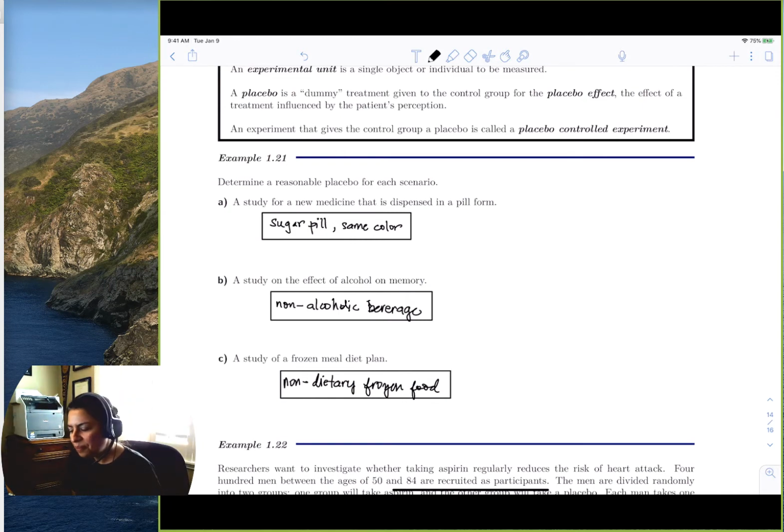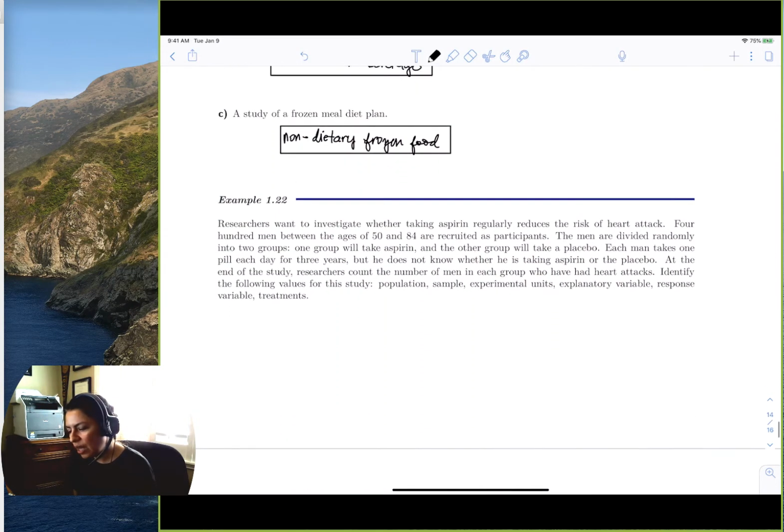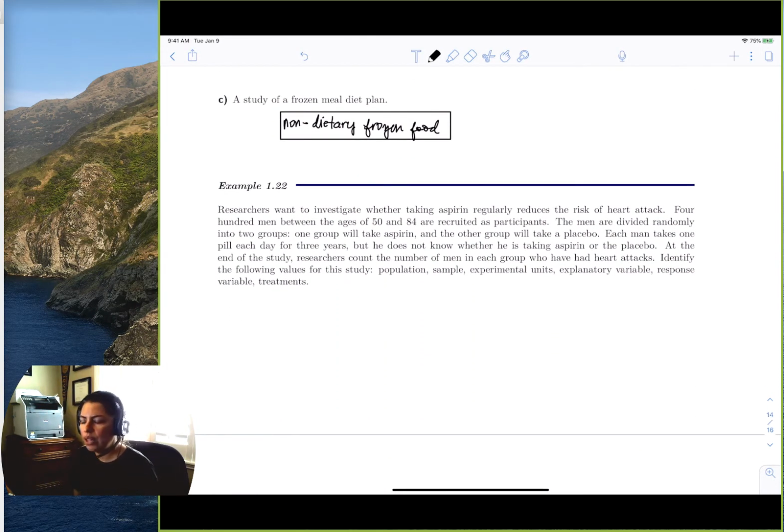Okay, so let's keep going here. Let's go ahead and now let's try to do an example. Researchers want to investigate whether taking aspirin regularly reduces the risk of heart attack. 400 men between ages of 50 and 84 are recruited. The men are divided randomly into two groups, one that will take the aspirin and one that takes the placebo. That makes sense. Each man takes one pill each day for 3 years. He doesn't know if he's taking the aspirin or placebo. And at the end of the study, researchers count the number of men in each group who have had heart attacks. And we're going to go ahead and identify the population, sample, experimental units, explanatory variable, response variable, and treatments.